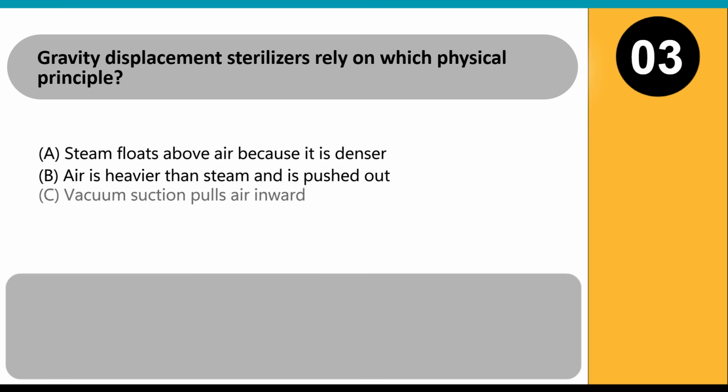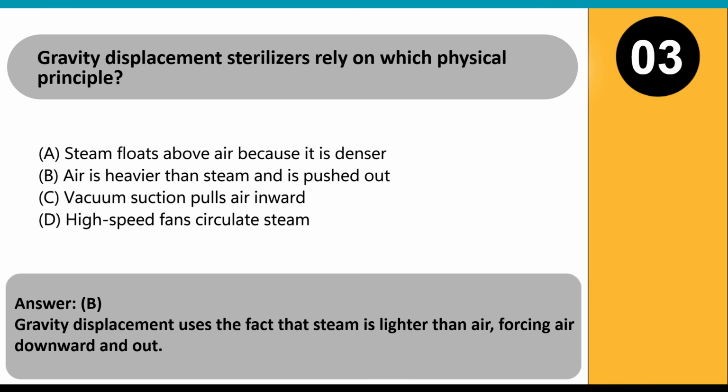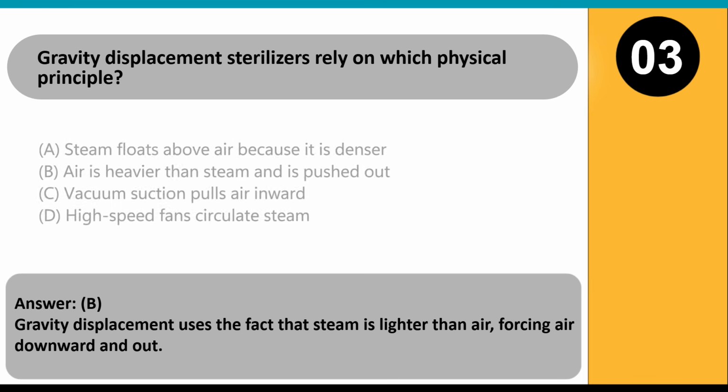Gravity displacement sterilizers rely on which physical principle? A. Steam floats above air because it is denser. B. Air is heavier than steam and is pushed out. C. Vacuum suction pulls air inward. D. High-speed fans circulate steam. Answer: B. Gravity displacement uses the fact that steam is lighter than air, forcing air downward and out.